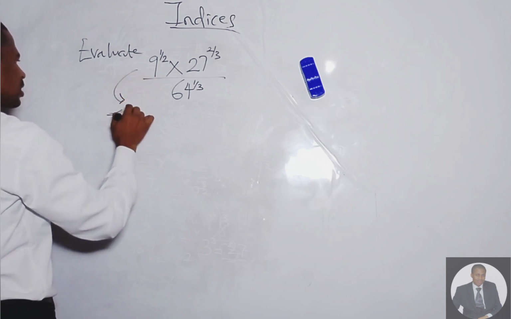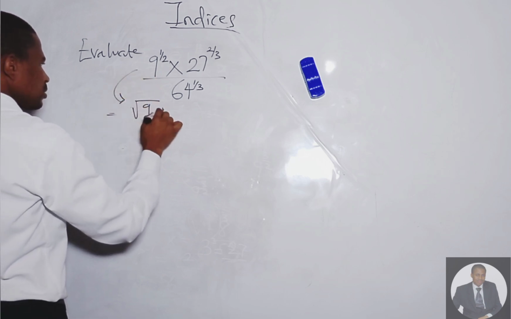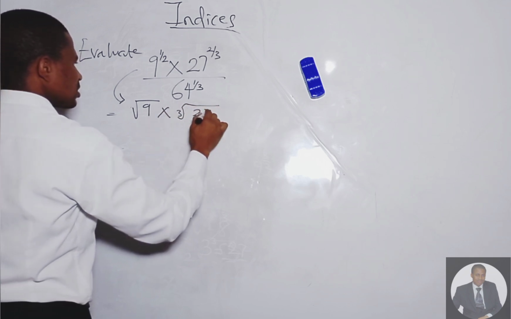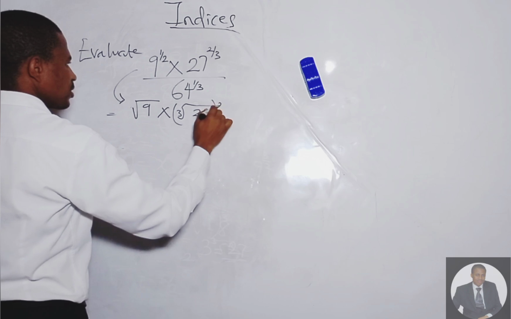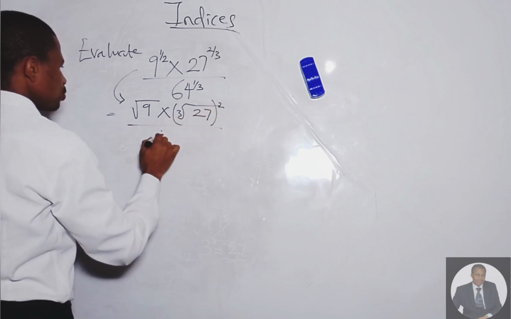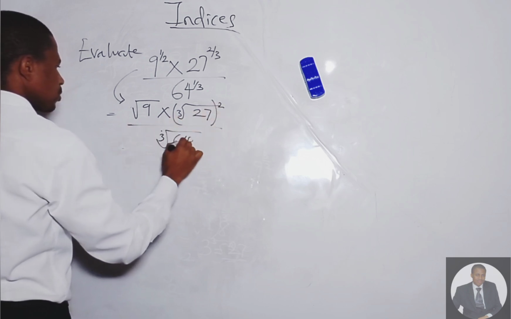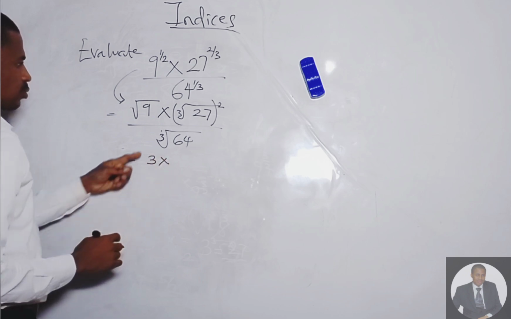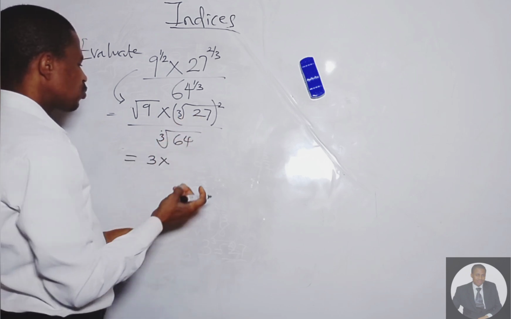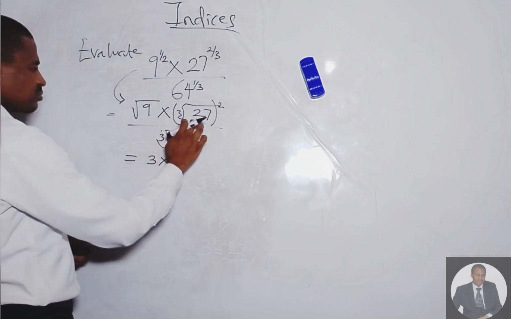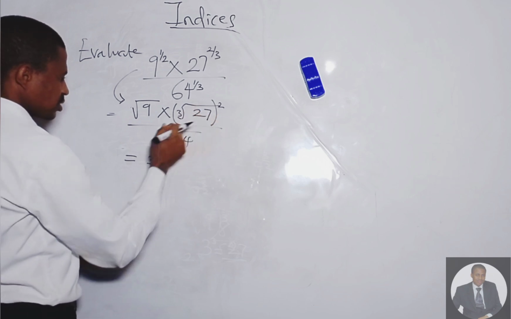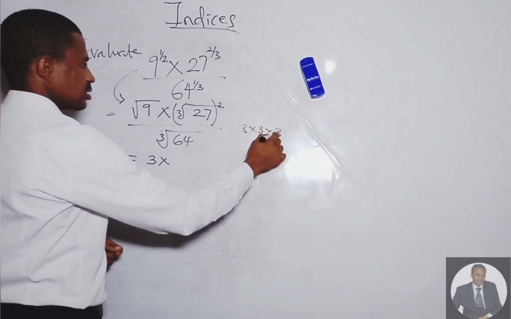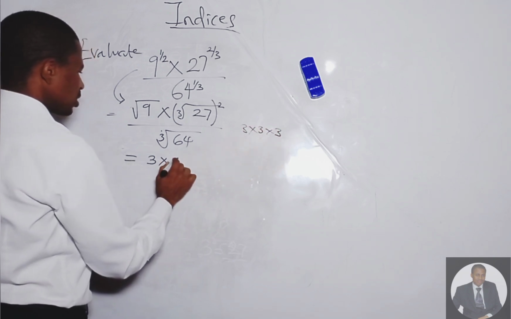We can also write this as the square root of 9 times the cube root of 27, then whatever answer we find, we square, divided by the cube root of 64. The square root of 9 is 3. What's the cube root of 27? What can we multiply by itself 3 times that will give us 27? That's 3. 3 times 3 times 3. 3 times 3 is 9. 9 times 3 is 27. So that will be 3.